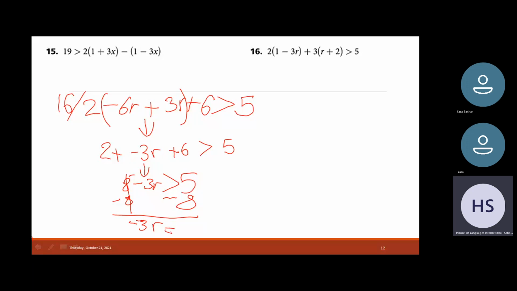Sorry, this is an inequality, greater than. Okay, come here, 5 minus 8.